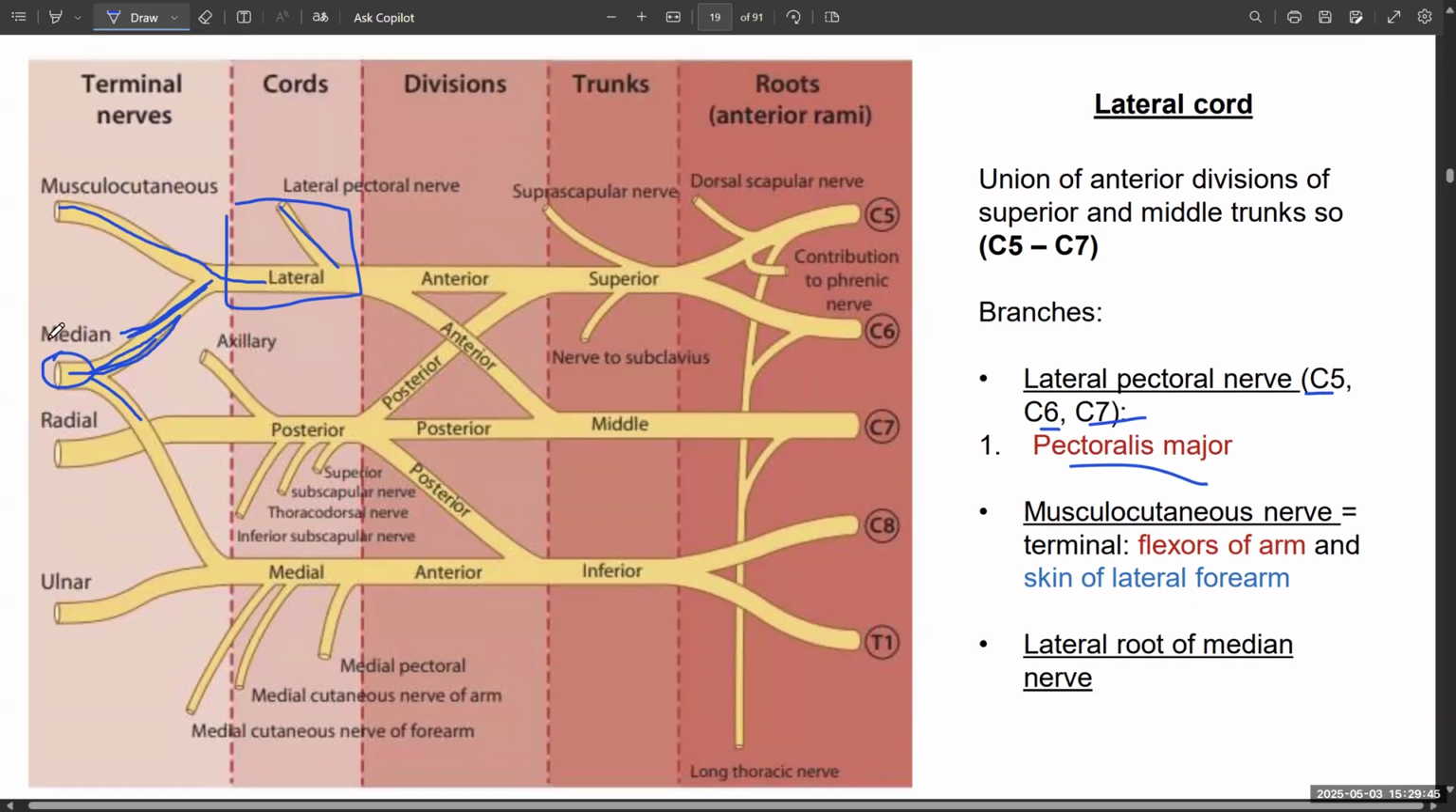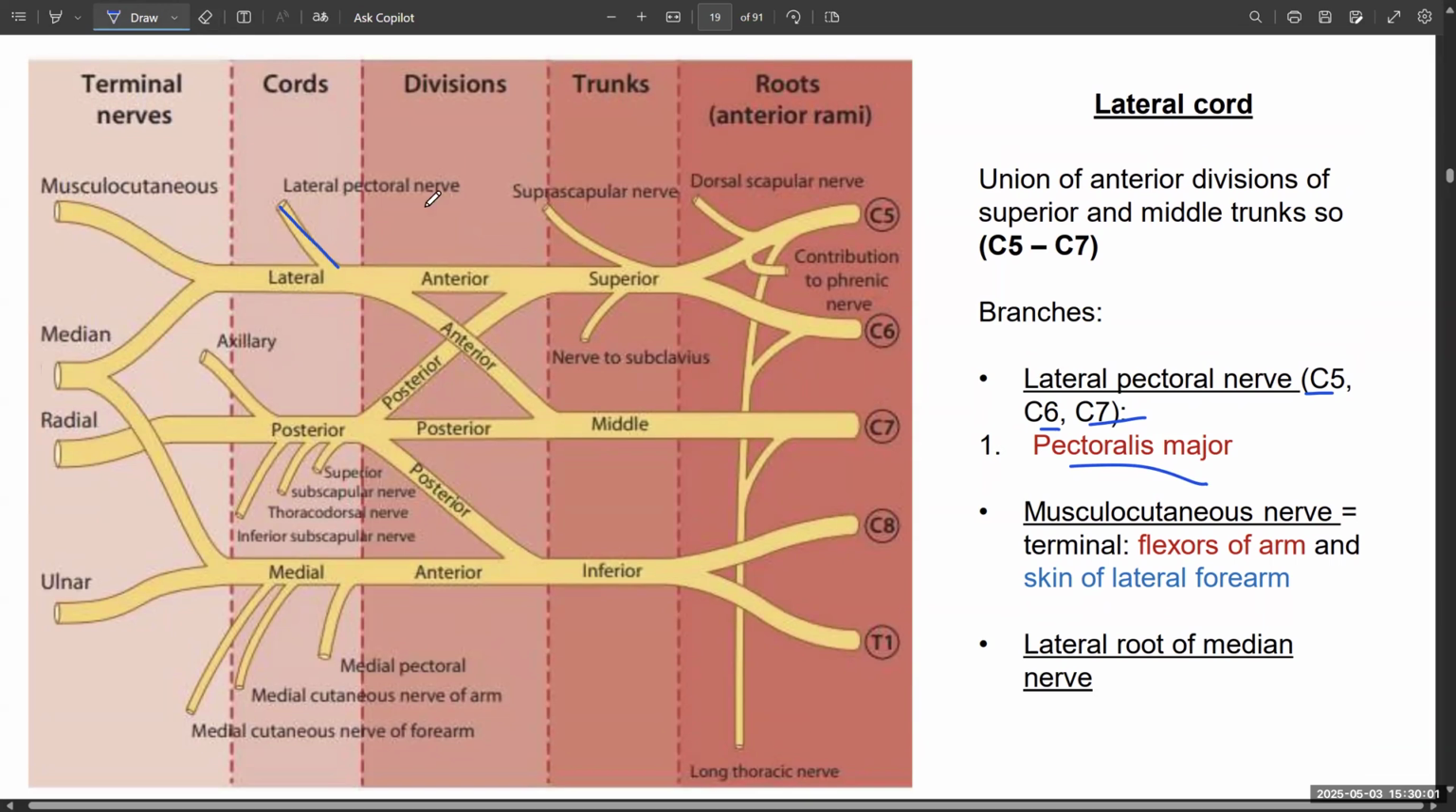The median nerve is made up of the cords. One of the cords is going to come down and form the median nerve. This is a little bit complicated, so one more time.